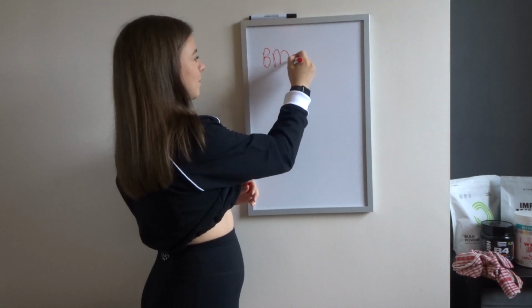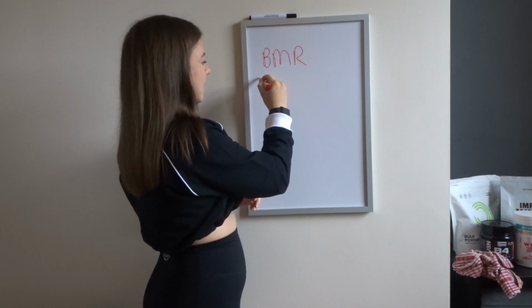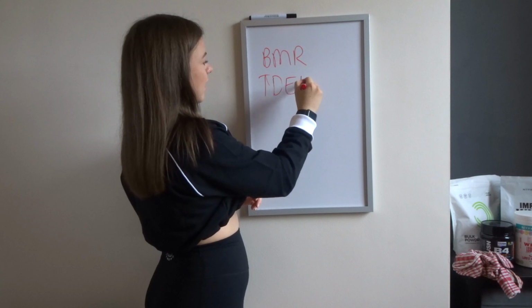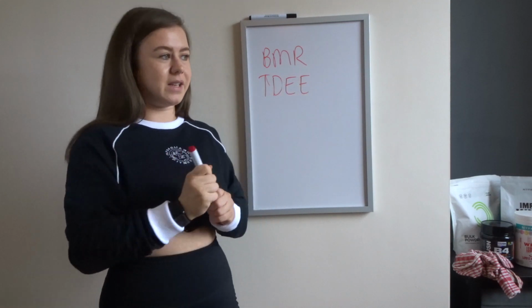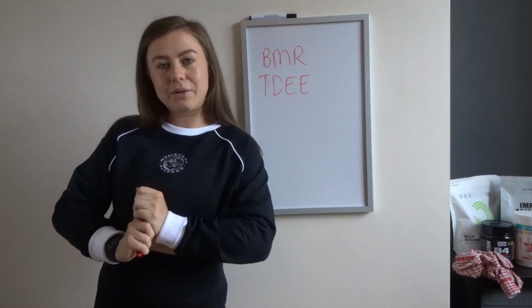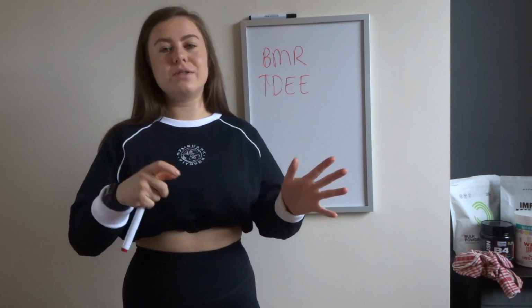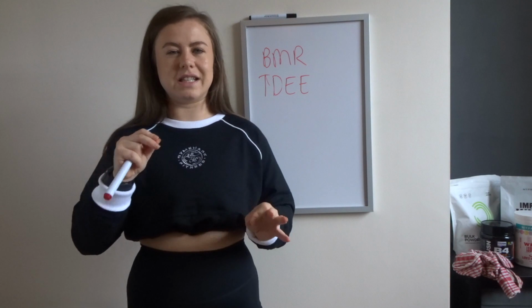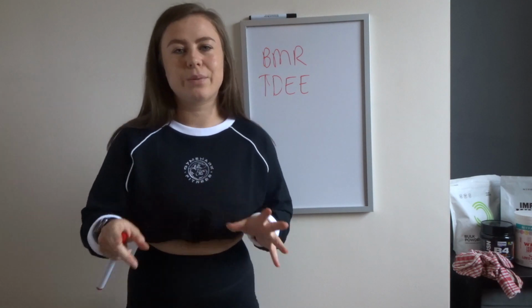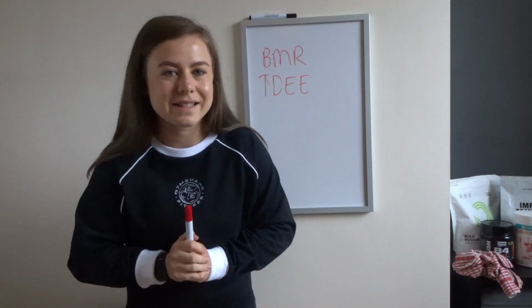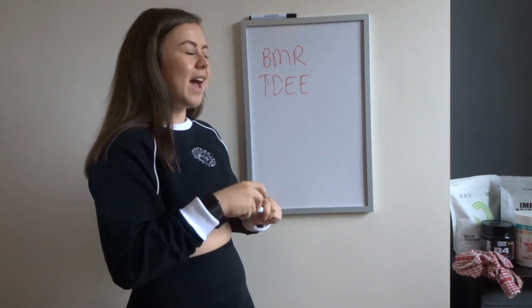But first of all, to work out our maintenance calories, we need to know our BMR, our basal metabolic rate, and our TDEE, which is our total daily energy expenditure. To work this out, we use this equation called the Harris-Benedict equation. I use the revised edition, which is the 1991, just because it's way simpler than the older one, because it doesn't have as many decimal points in.